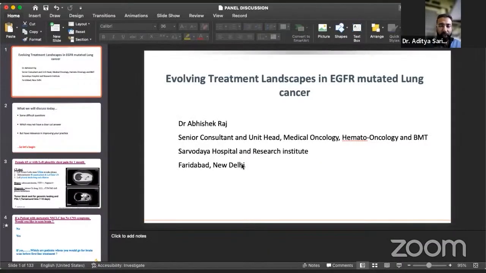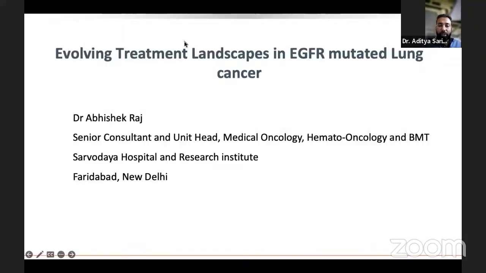The next session is going to be taken up by Dr. Abhishek Raj. He is a unit head and a senior consultant, and he is heading the department of medical oncology, hematology, BMT, and CAR-T at Sarvodaya Hospital and Research Institute, Faridabad. Also, he's a triathlon athlete, so he's the first amongst us in this meeting, at least. Over to you, Dr. Abhishek Raj.